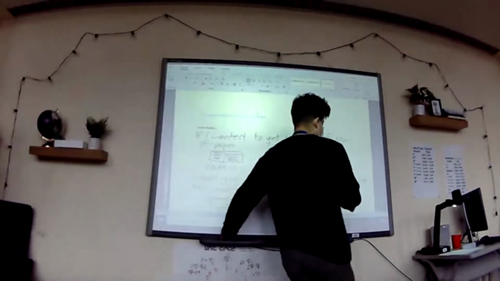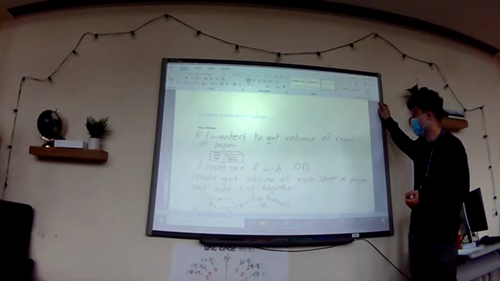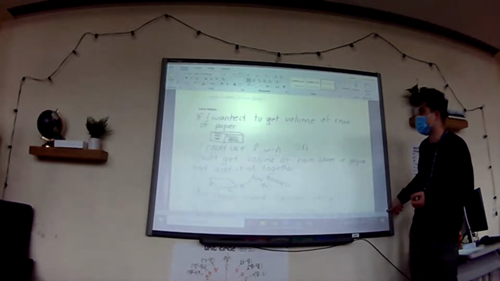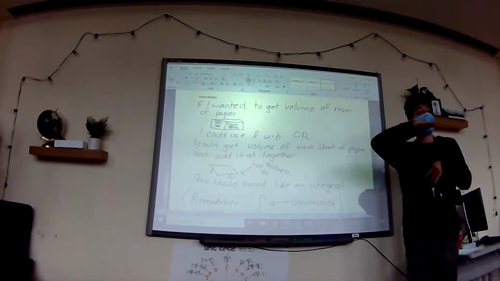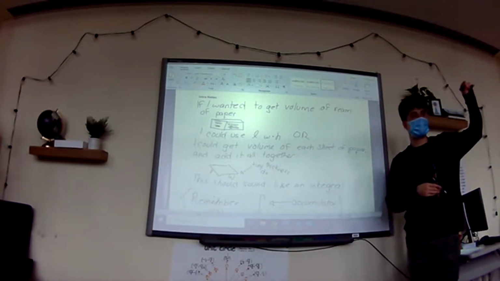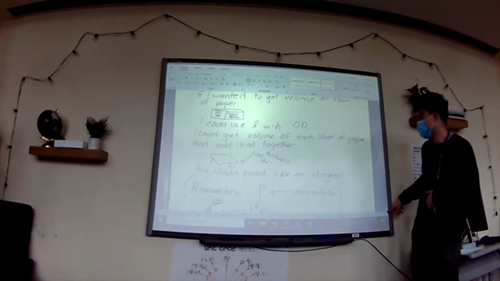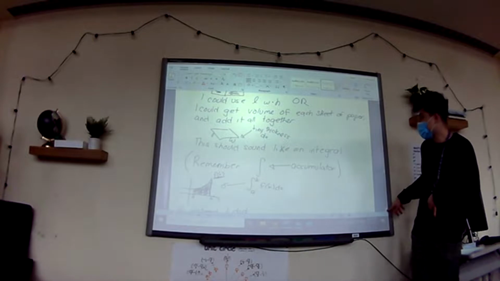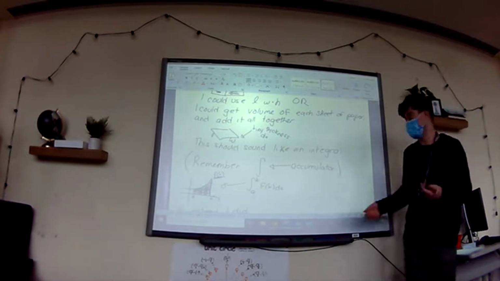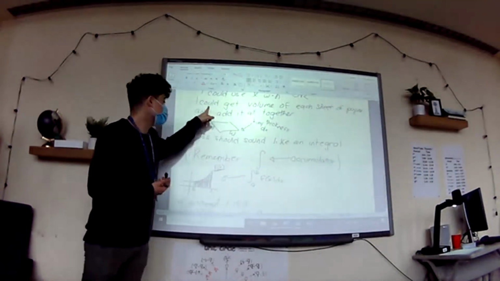So the last thing that I told you guys was the intro to this section, and that was like this. If I wanted to get the volume of a ream of paper, like how much space it takes up, then I could do it sheet by sheet, volume of one sheet plus the volume of the next sheet, and accumulate all those volumes together, and end up with the volume of the entire thing. And then I said that should sound a lot like what we've been doing with integrals.